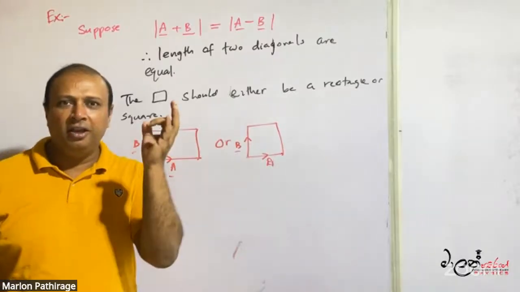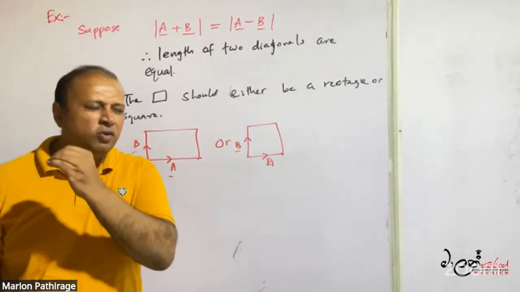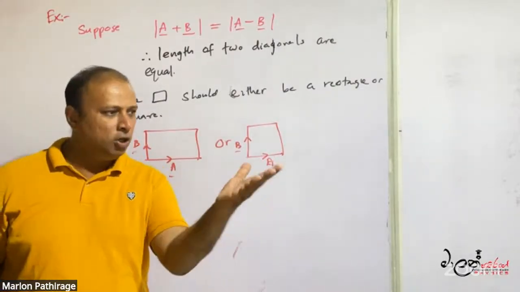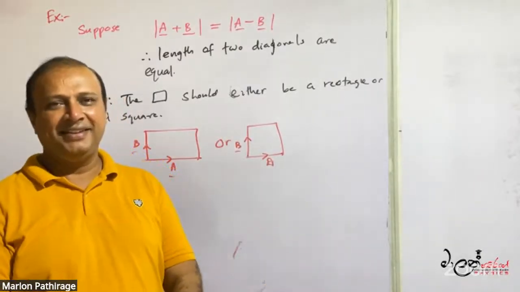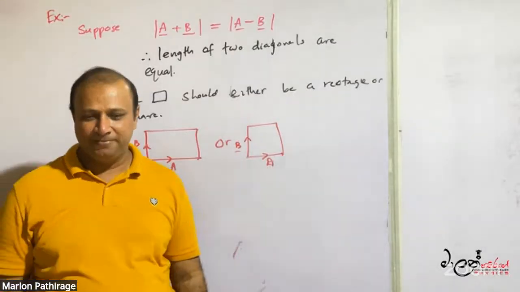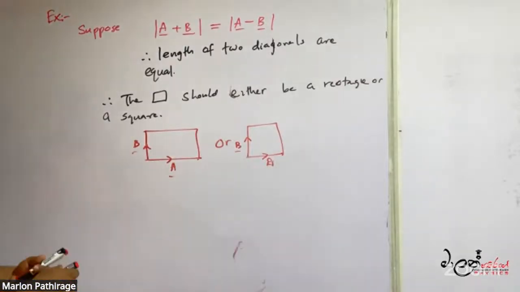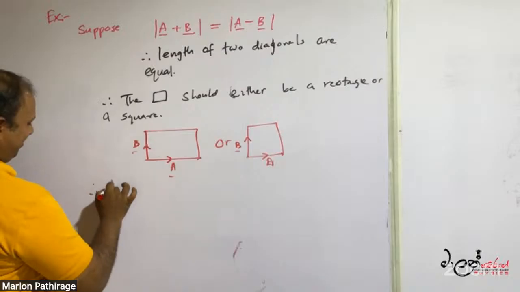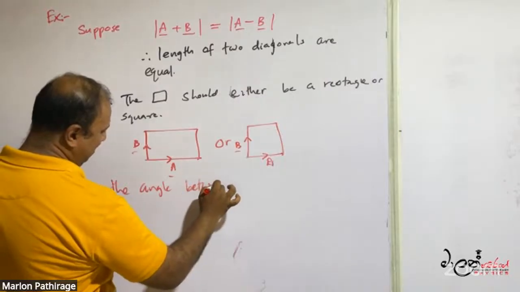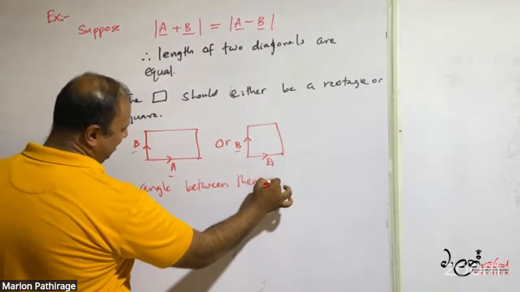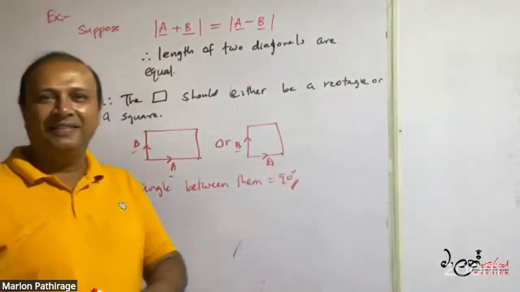If you know A plus B modulus is equal to A minus B modulus, then you do not need any equation to determine the angle between them. That should be 90. Is that clear? Therefore, the angle between them equals 90. That's it.